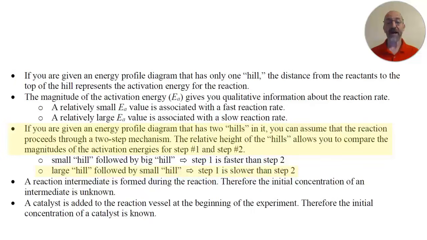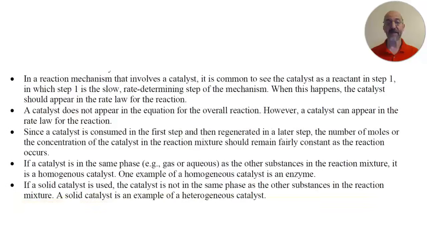And now, to remind you the difference between an intermediate and a catalyst, a reaction intermediate is formed during the reaction, so it's produced in perhaps step 1 and then consumed in step 2, but the initial concentration of an intermediate is unknown. On the other hand, a catalyst, which might be consumed in step 1 and then eventually formed in a later step, a catalyst is added to the reaction vessel at the beginning of the experiment. Therefore, the initial concentration of a catalyst is known.